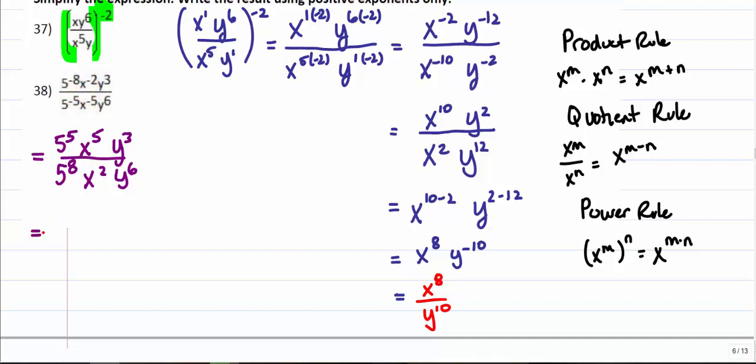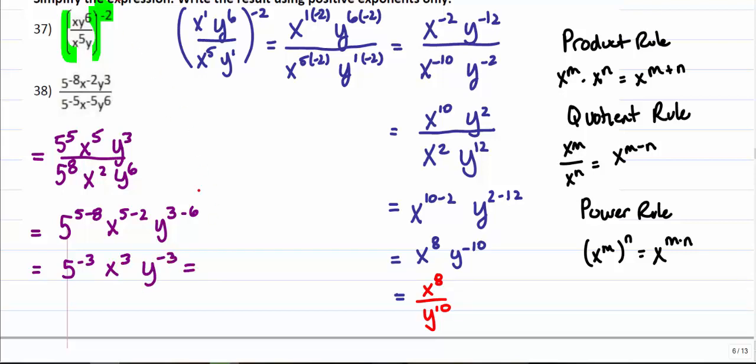So now it's a matter of subtracting my exponents again. When I subtract my exponents, I end up with 5 to the negative third, x to the positive third, y to the negative third. So the only positive exponent I see is x to the third, meaning the other two, the 5 and the y to the negative third, are going to go to the denominator. Also notice that could be 125, right? That could have been x cubed over 125 y cubed. I would accept either one.